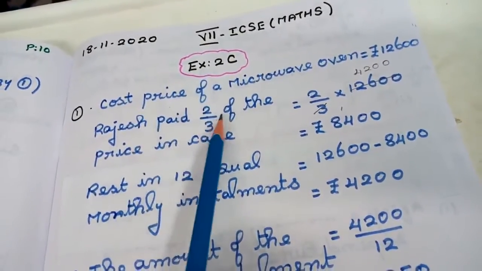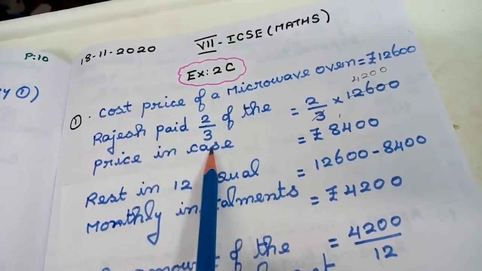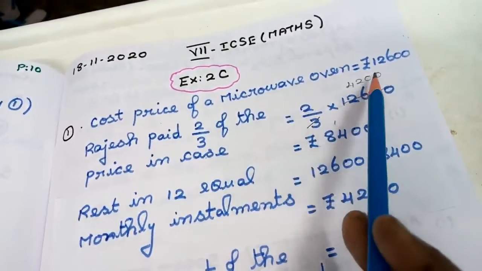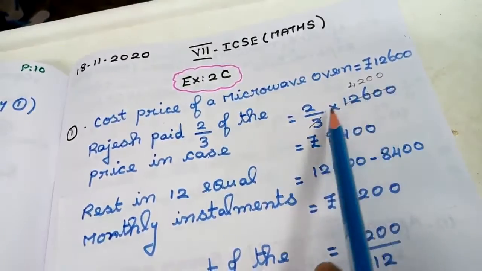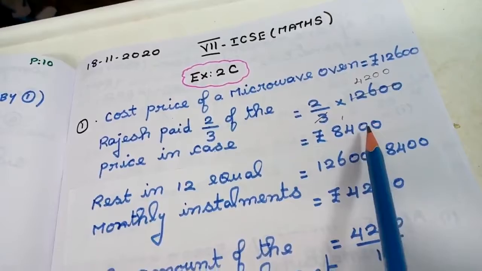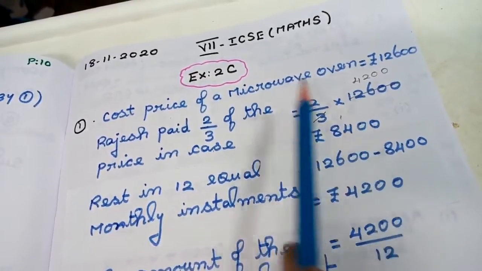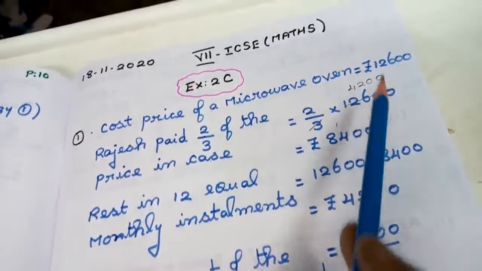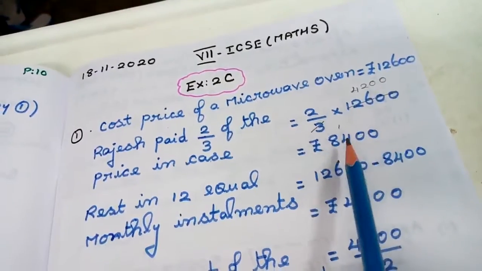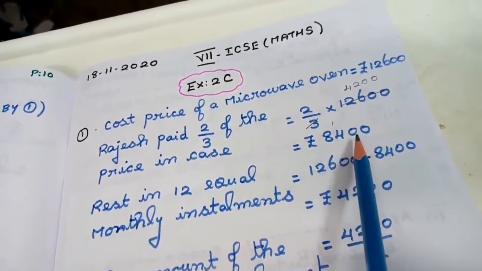Rajesh paid 2 by 3 of the price in cash. So 2 by 3 into the total amount 12,600. If you calculate, you get 8,400. So while he is buying this microwave oven, out of 12,600 he is paying 8,400 in cash at that time.